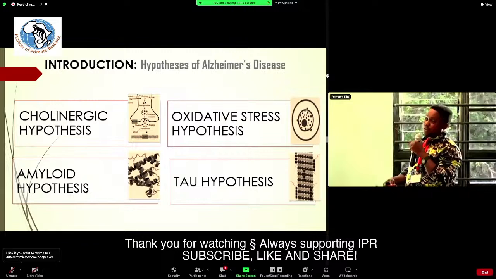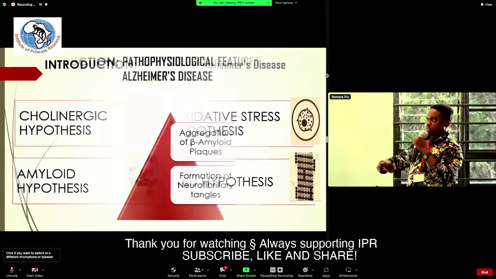And then the oxidative stress hypothesis explains that the brain is highly susceptible to oxidative onslaught by free radicals. And the amyloid hypothesis explains that when amyloid, as a protein, of course, gets deposited on the brain, it can also cause Alzheimer's disease. And lastly, the tau hypothesis explains that tau, as a special type of protein, also when it aggregates in the form of an insoluble mass and gets deposited on the brain, it can also cause Alzheimer's disease.